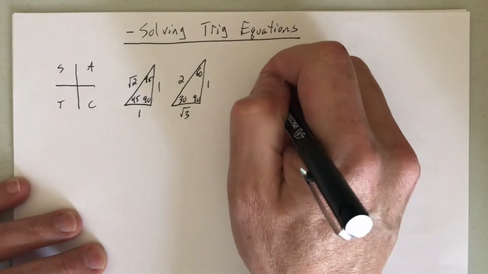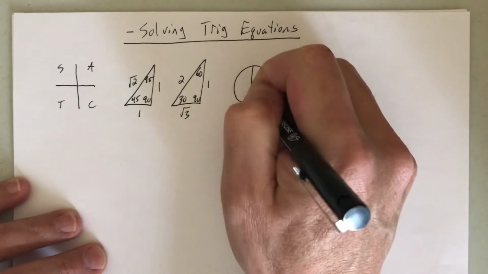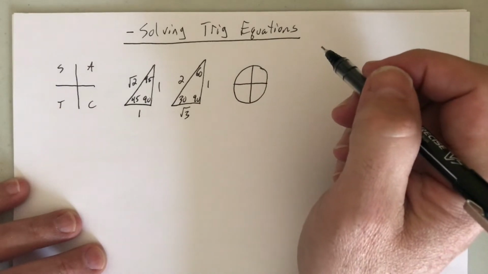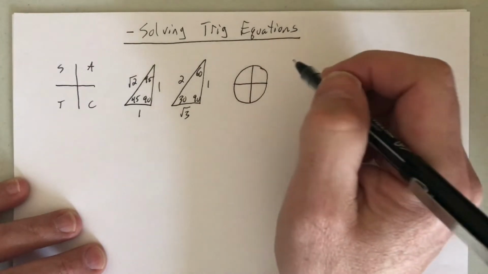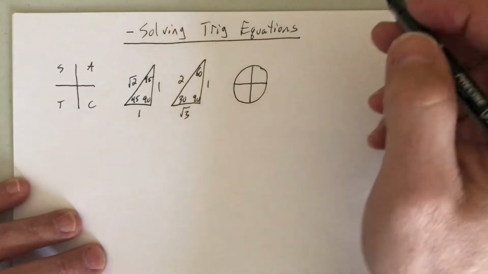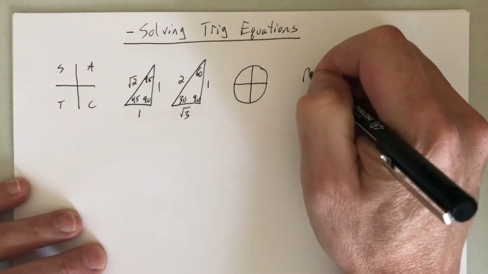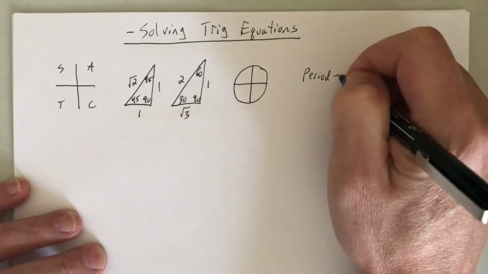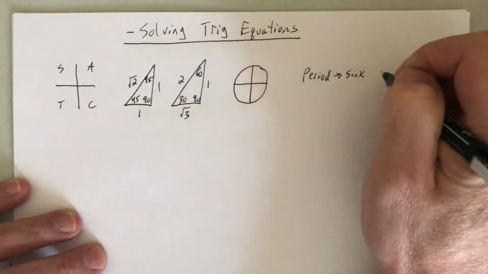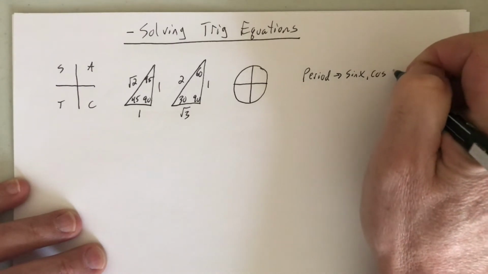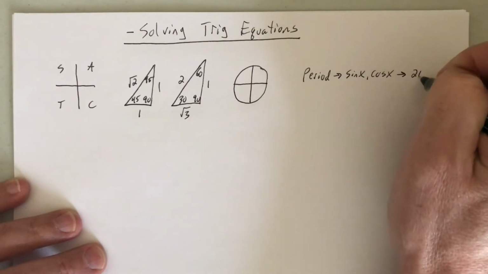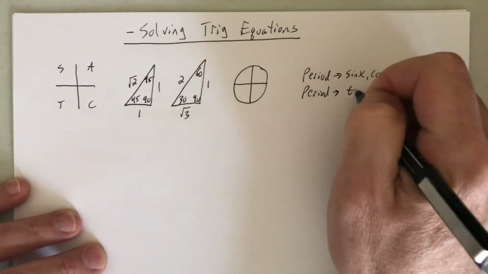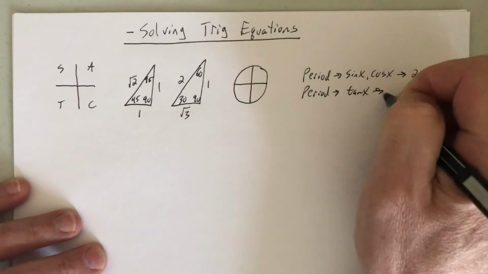You also want to know the unit circle, the coordinates, and obviously it's built from the 30, 45, and the 60 degrees, so you want to know all those coordinates and sine and cosine and so on. And then you want to know the period of your trig functions. So the period for sine and cosine, that is 2 pi. And then the period for tangent is pi.